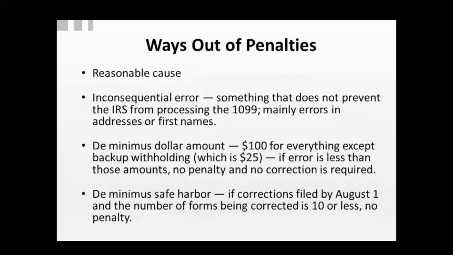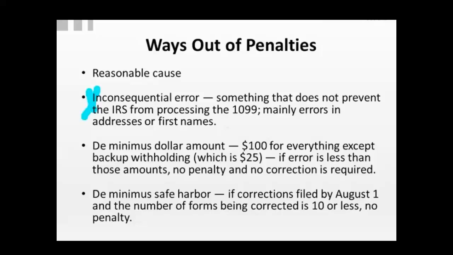Now, there's 4 different ways to get out of penalties if the IRS happens to try to penalize you. One is reasonable cause, which we really don't talk about because, as with anything with penalty relief with the IRS, trying to argue reasonable cause can be tricky because the IRS can just simply say, no, we don't buy that. We're penalizing you anyway. Inconsequential errors. This is something that does not prevent the IRS from processing the 1099, and this is mainly errors in addresses or first names. So we are right here, inconsequential errors.